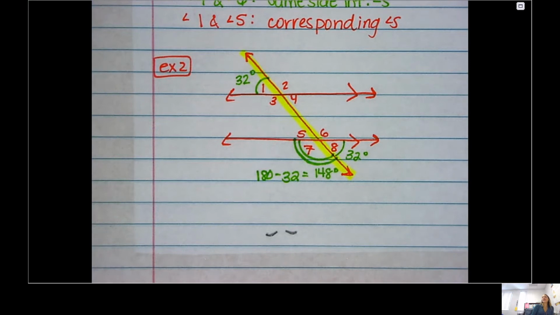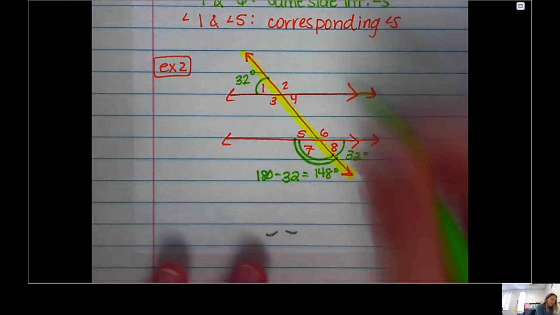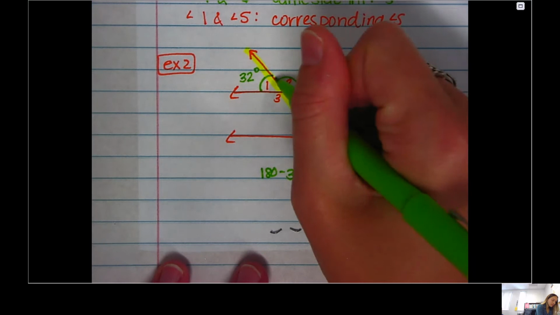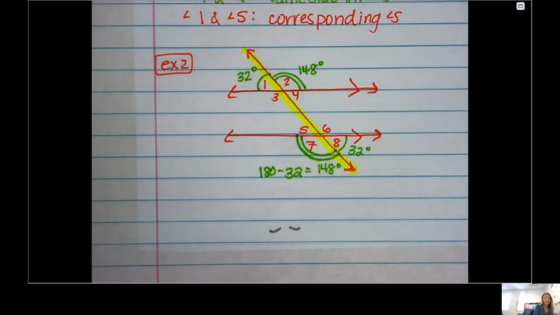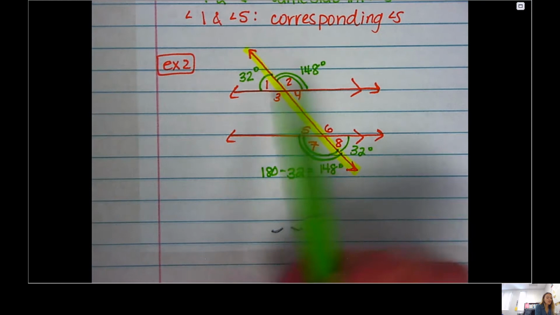Okay, what's another angle you know? Raise your hand and give me another angle you know. Sydney, what do you think? Angle 2 is 148. Why? Because this line is 180, and you already got 32 of the 180.